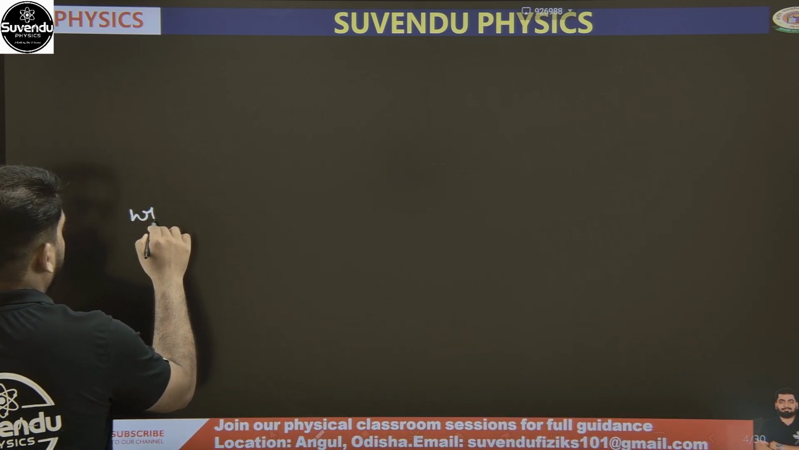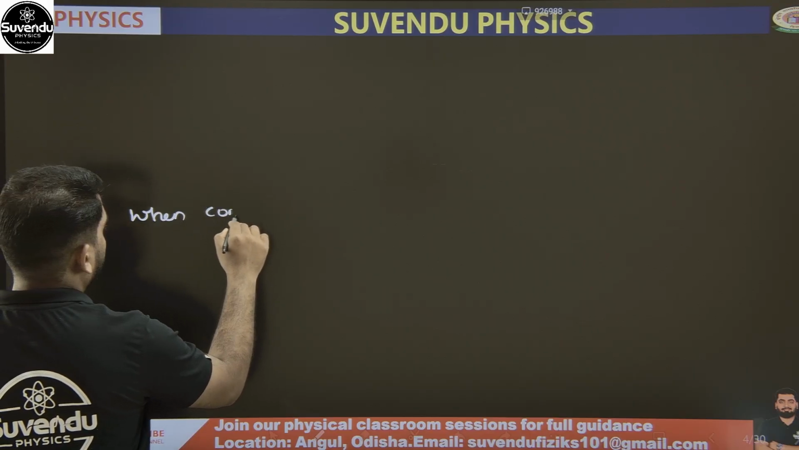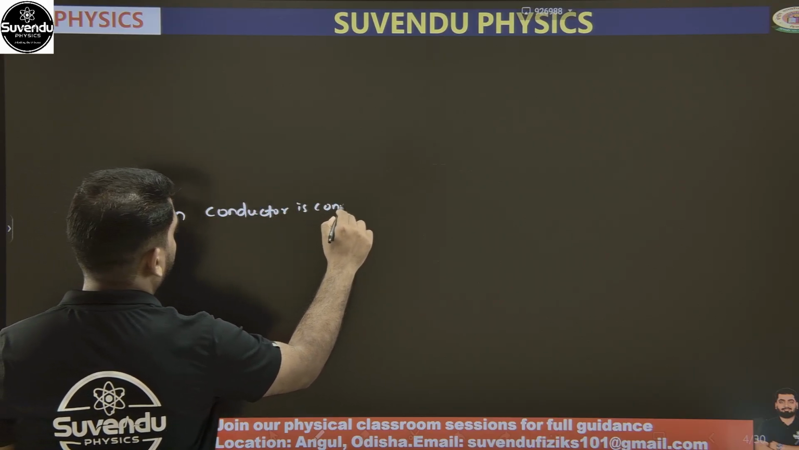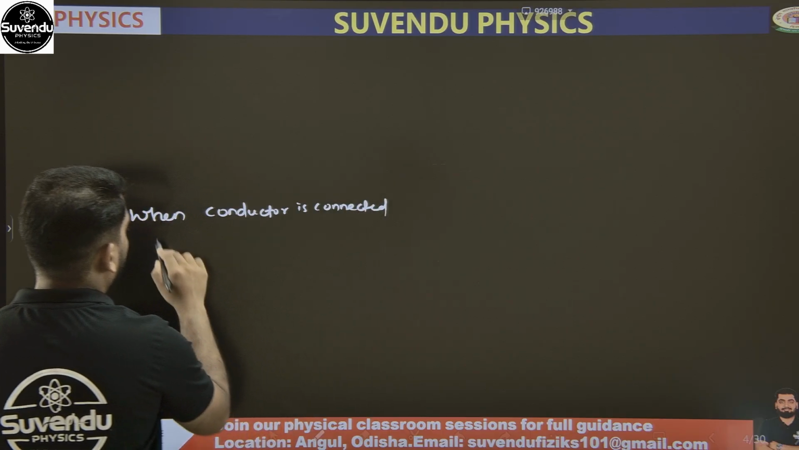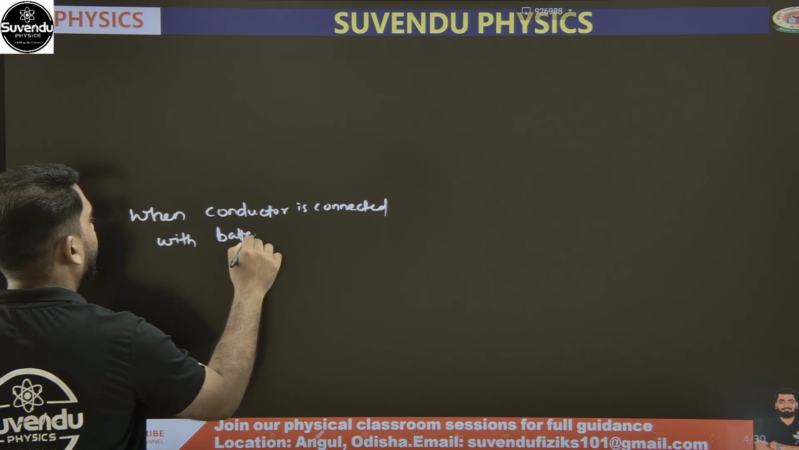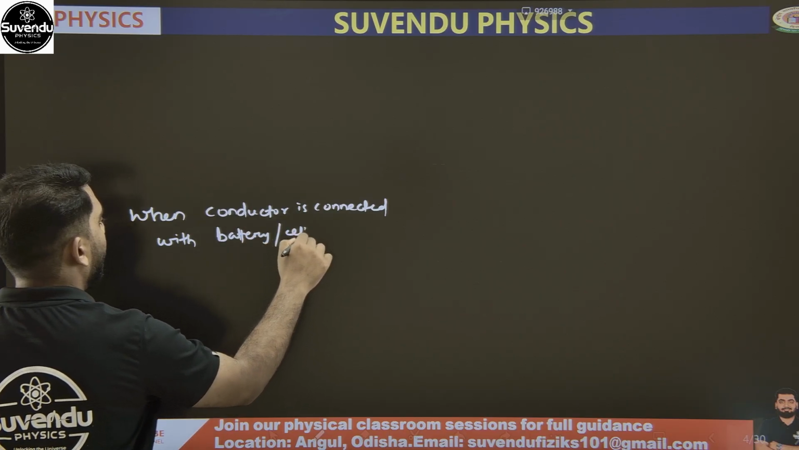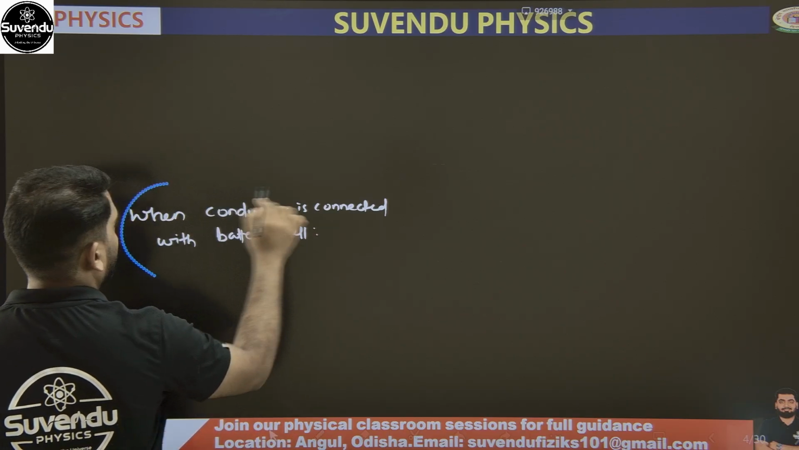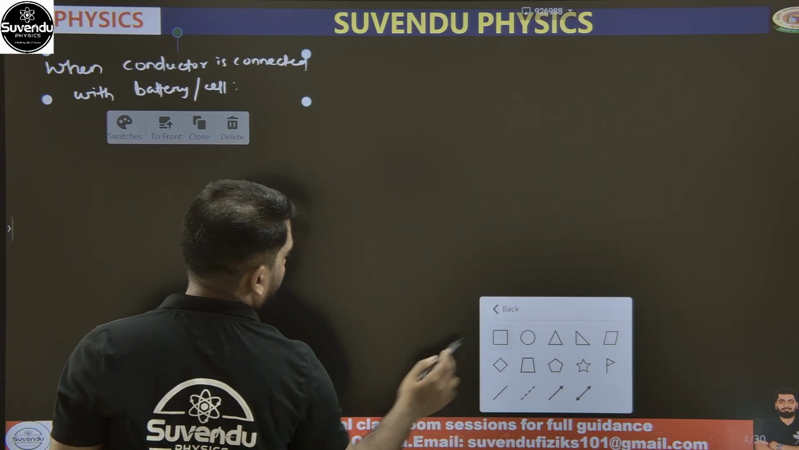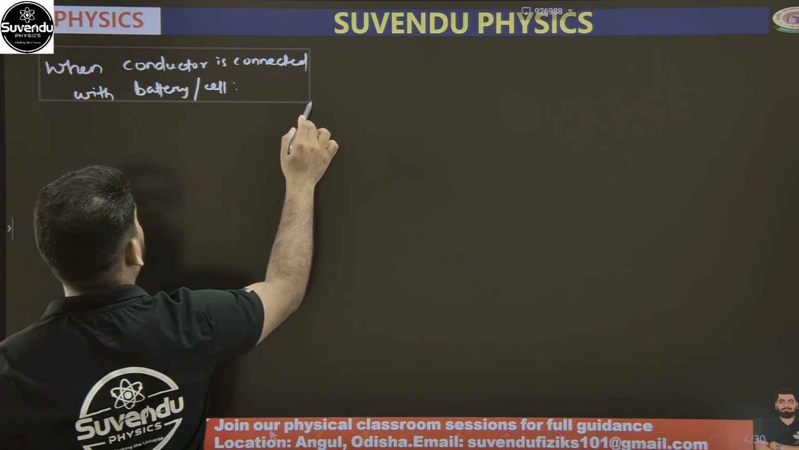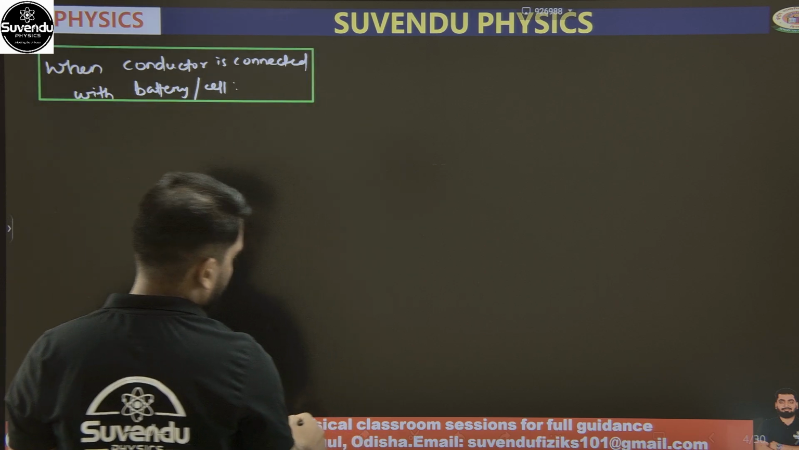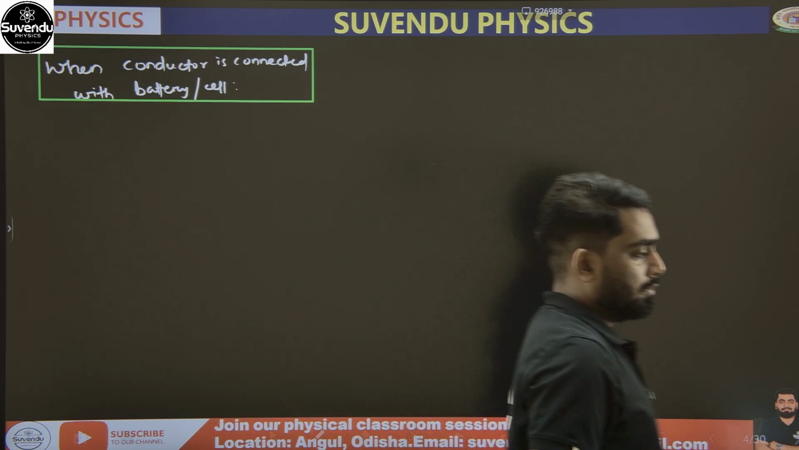So now think about when the conductor is connected with battery cell. When conductor is connected with battery or cell, so what will happen? That is our content. So now we'll focus upon how current constitute when the conductor is allowed to connect with the battery or cell.